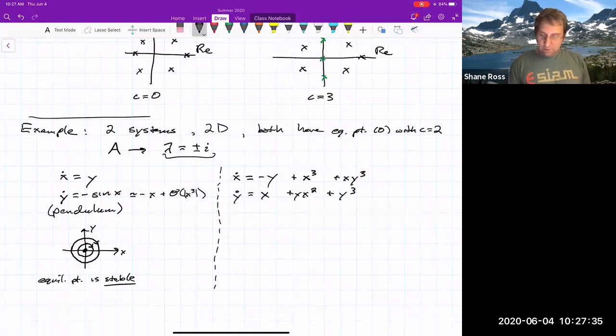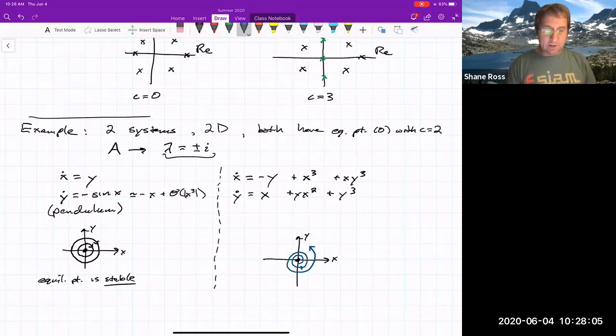So this system, if we were to plot the phase portrait, here's our origin, and points are actually going kind of the opposite way. Rather, the one on the left, the pendulum is going clockwise. Here on the right, it's going counterclockwise. But things are spiraling away from the origin.